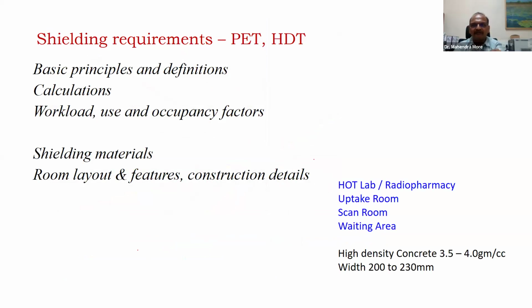Okay, some of the shielding requirements in PET. We have different hot labs available for PET and for gamma camera. We have uptake rooms available, and uptake room requirements are different. We have scan rooms, and the scan room requirements are different as we have CT and PET both together with 511 keV photons. We have waiting areas for nuclear medicine gamma camera patients and for PET CT patients. Mainly high density concrete is used with a wall thickness of around 200 mm.